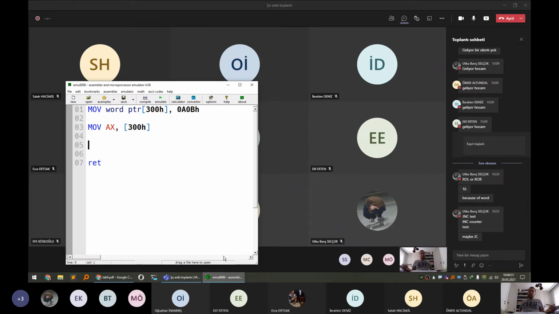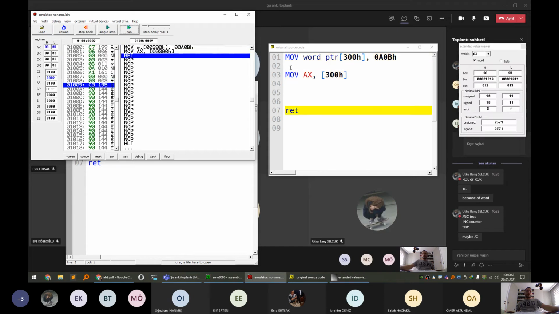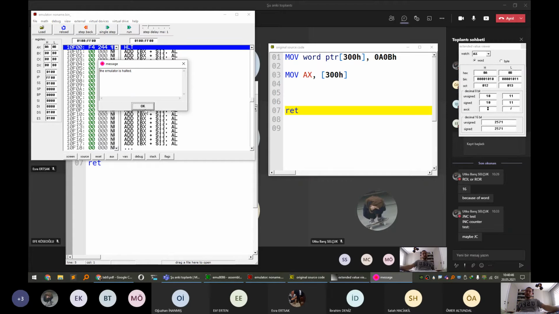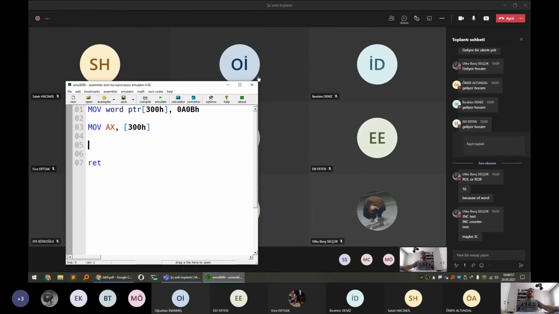We are going to use rotate, and we need to check if AX becomes negative or not. We open the emulator and look at the signed version of this value. It keeps saying the signed version of the AX value, but we can also check if AX is negative or positive. How can we check?